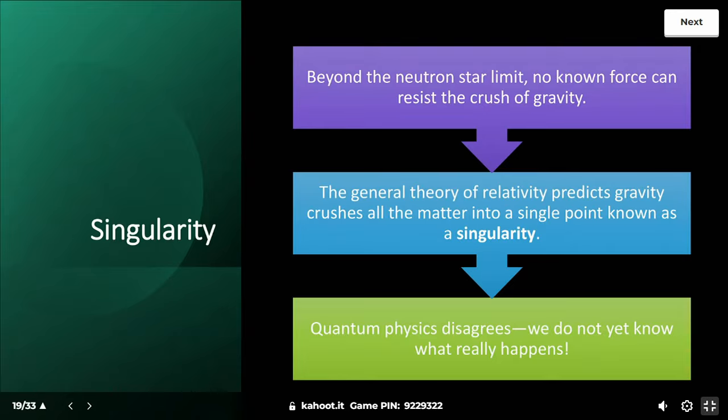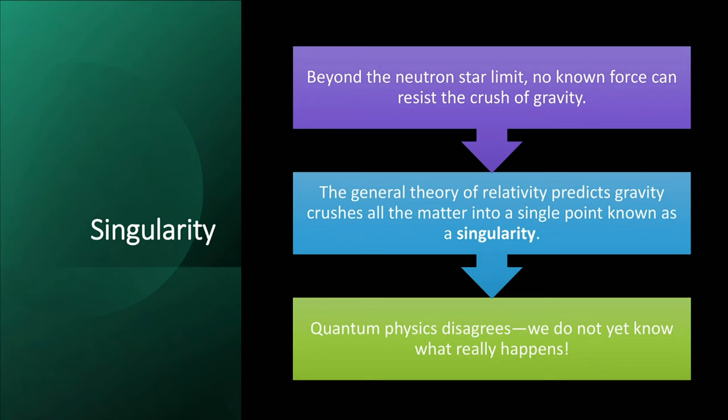So in the center of the black hole, we don't know of any forces that can stop the inward pull of gravity. And so in theory, that would mean that everything that has fallen into the black hole should exist at a single point in space called the singularity. But this is where quantum mechanics and general relativity disagree.